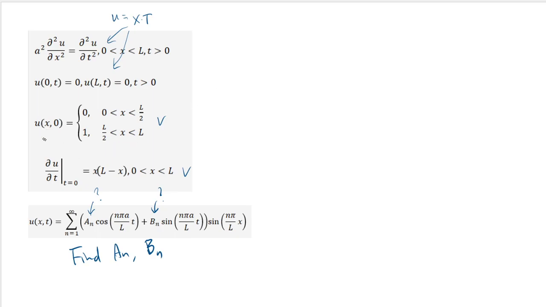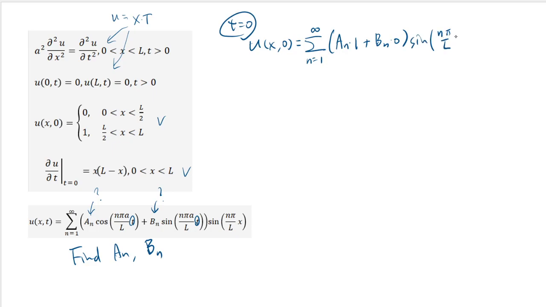All right, since u(x,0) is given here, let's see what happens when we plug in t equals 0. The result is that you have u(x,0) equal to the sum of n equals 1 to infinity, and because you're plugging 0 into t, you get cosine 0 and sine 0. Remember cosine 0 is 1, so you get an times 1, whereas sine 0 is 0, so you just get bn times 0, and then you have sine of n pi over L x.